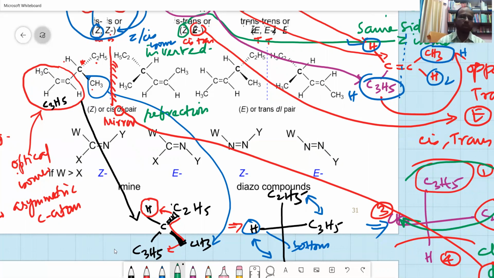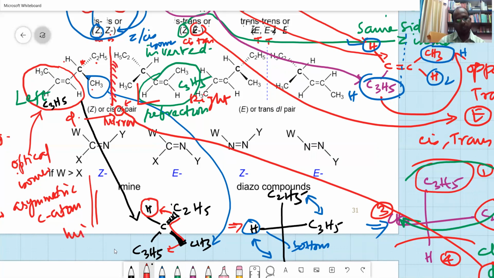This particular group, which we call C3H5, here it is on the left, and here it is on the right. So as a result of this, this D, we have proved, this D becomes an L. Therefore, a mixture of this will be called the DL pair.